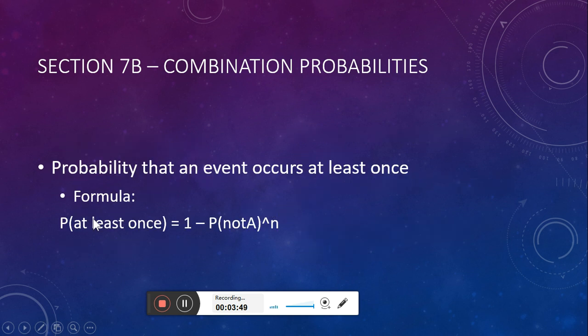And last but not least, there is the probability that an event occurs at least once. And here's the formula. P at least once is equal to 1 minus P not A to the nth power. And the n basically represents the number of trials.